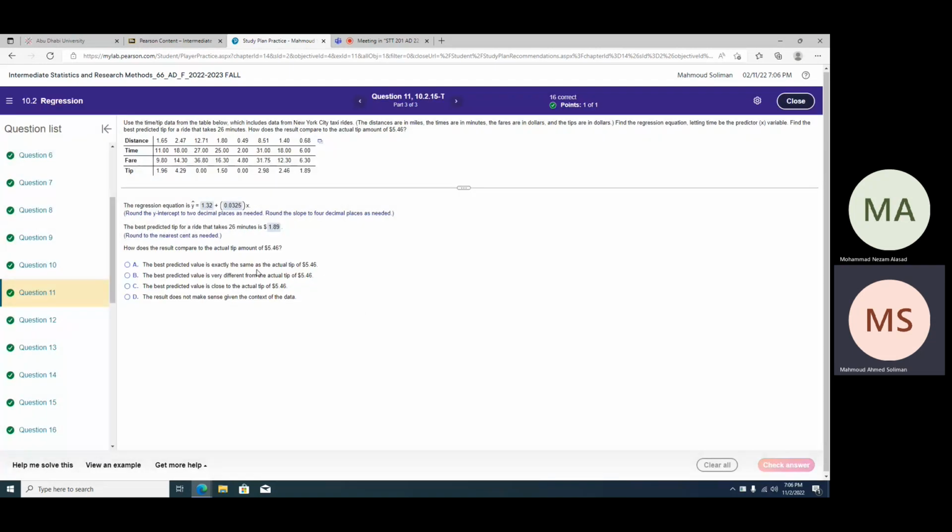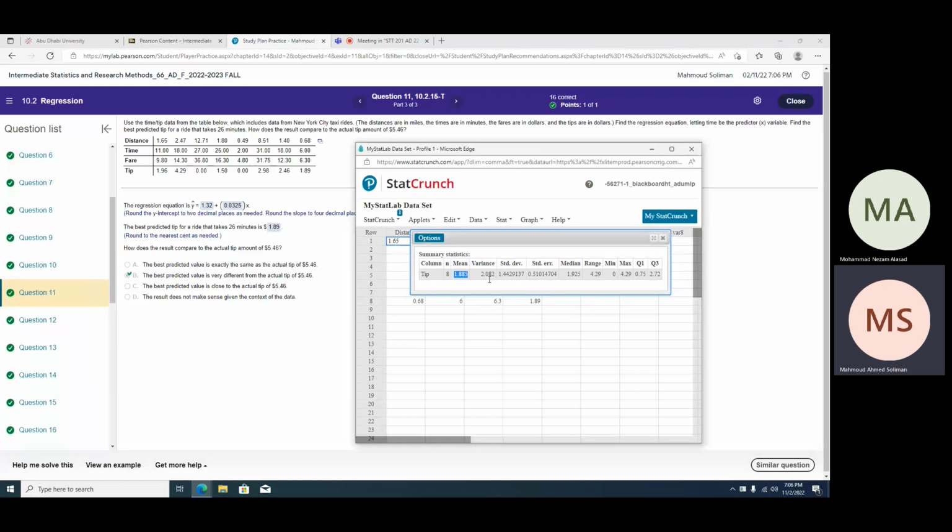So is it close to the actual tip? No, very different. Wait, was this number 1.85 before? Yeah. So nearest cent is 2 decimals, okay?